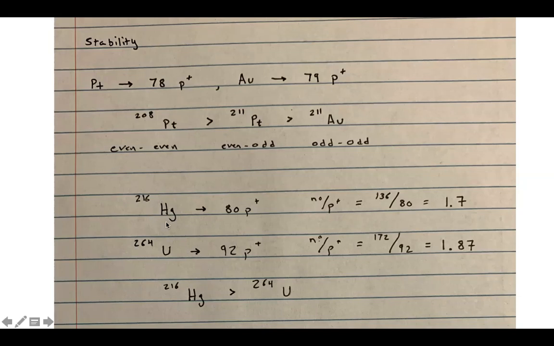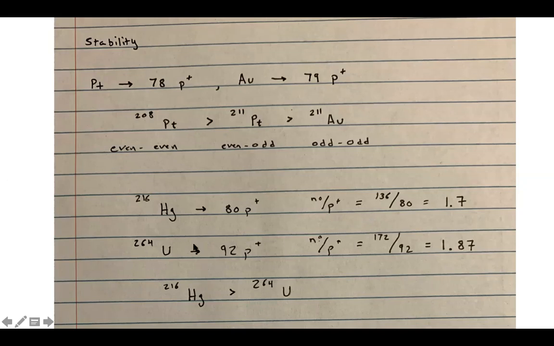Okay, but another really good measure of stability is our neutron to proton ratio. And that's also how I justified my answer for this second question. So mercury, by definition, has 80 protons, and uranium, by definition, has 92 protons. Okay, so based on the mass of both of these nuclei and the number of protons, we can find how many neutrons each of these nuclei had. So mercury would have had 136 neutrons, and it has 80 protons, so if we were to find that ratio, it's about 1.7.